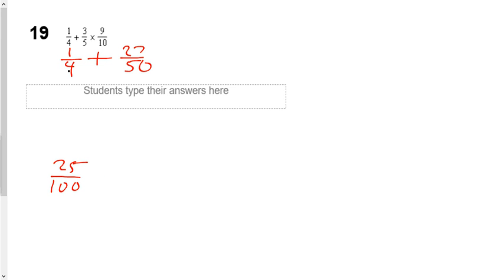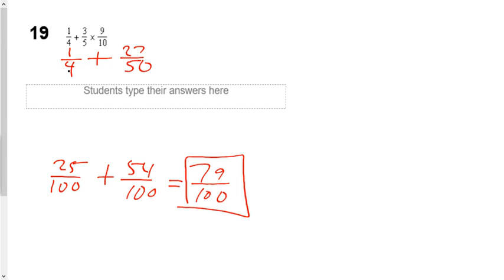25/100 plus 54/100 is equal to 79/100, which is in lowest terms.